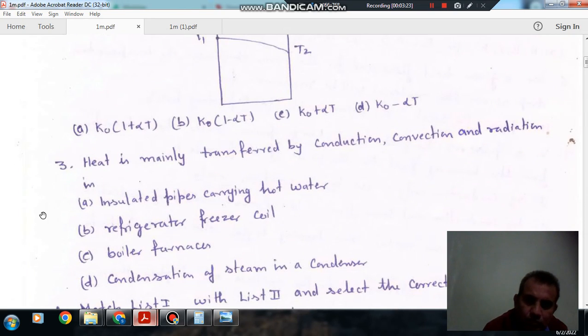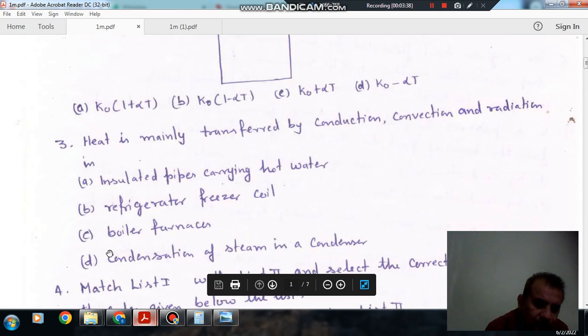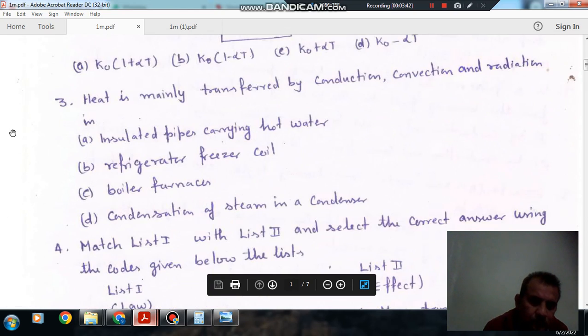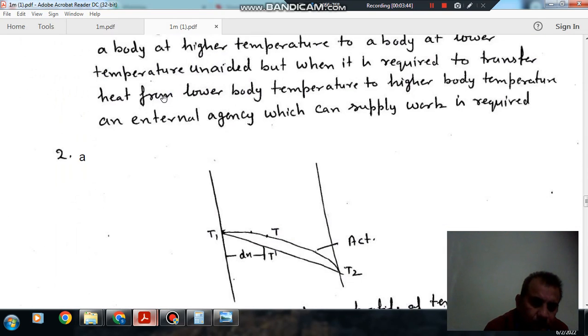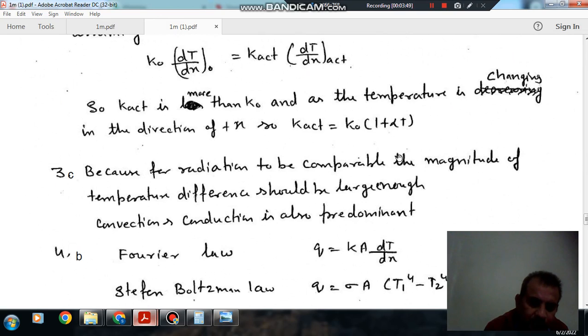Next, question number 3. Heat is mainly transferred by conduction, convection, and radiation in option A, insulated pipe carrying hot water, option B, refrigerated freezer coil, option C, boiler furnaces, option D, condensation of steam in a condenser. So answer is, in boiler furnaces the heat transfer takes place in all the three modes.